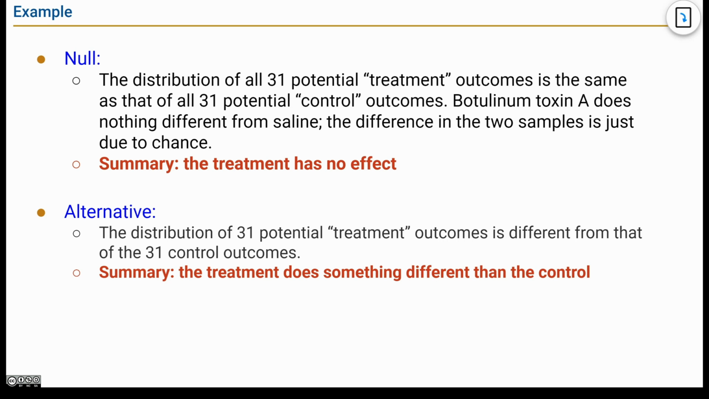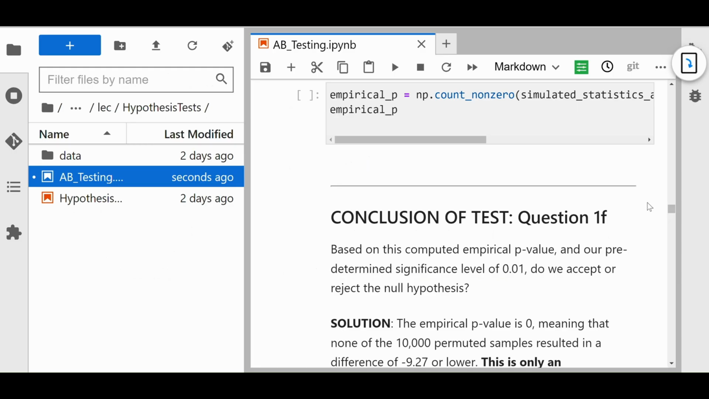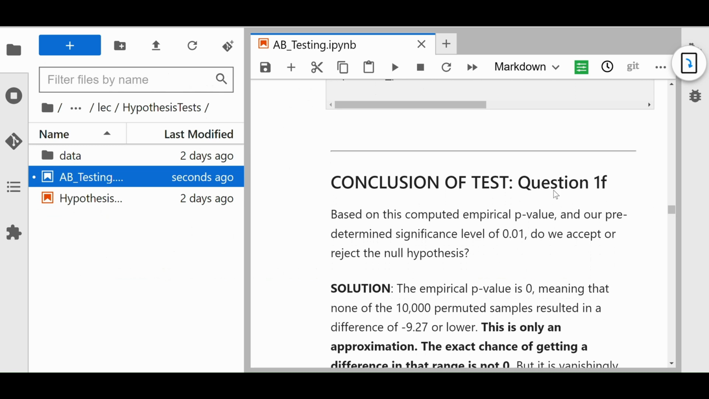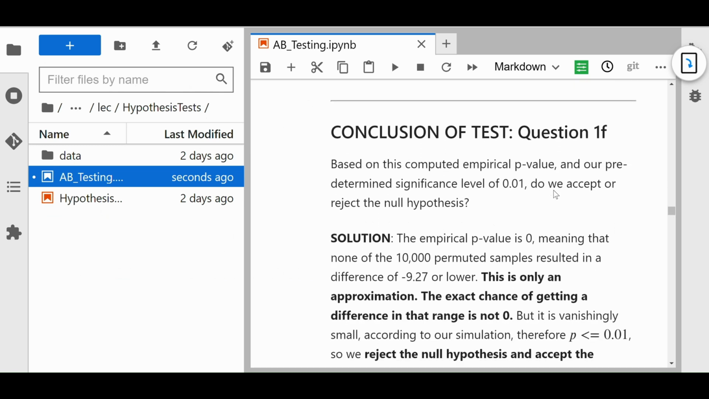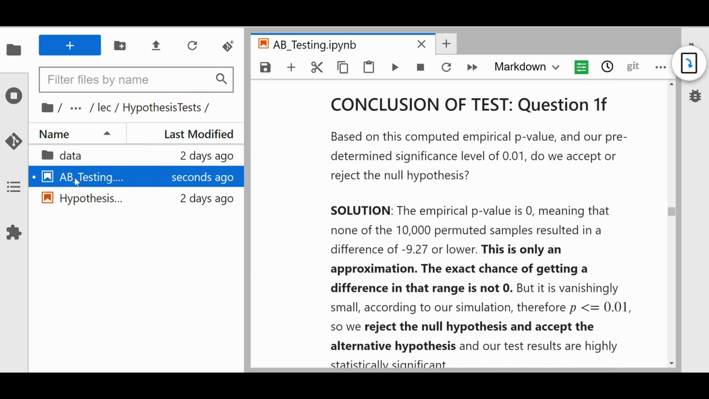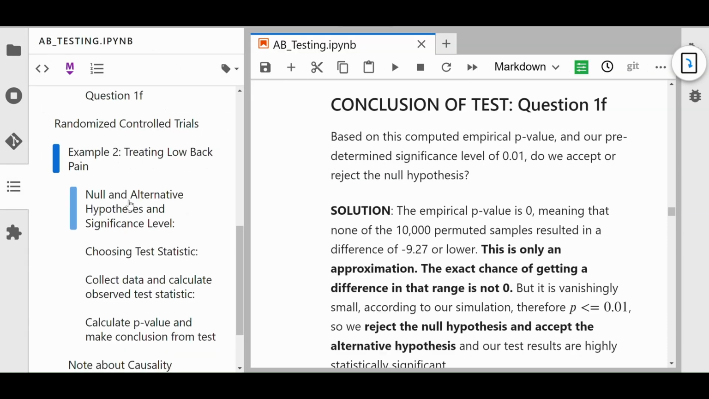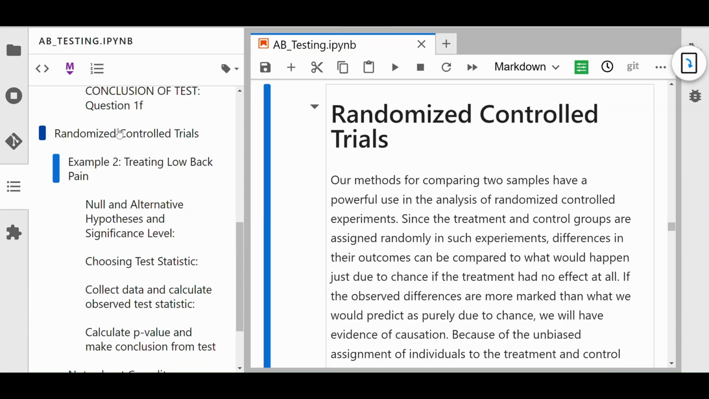This is standard because it doesn't prejudge the way the results might go. But you're welcome to run a test for whether the treatment does better than the control. You would just need to adjust your test statistic accordingly. Now let's pop over to the notebook to go through the steps in this process. We've set this up in the same way that we set up our A/B tests. So go to the A/B testing notebook, and then scroll down to randomized control trials.